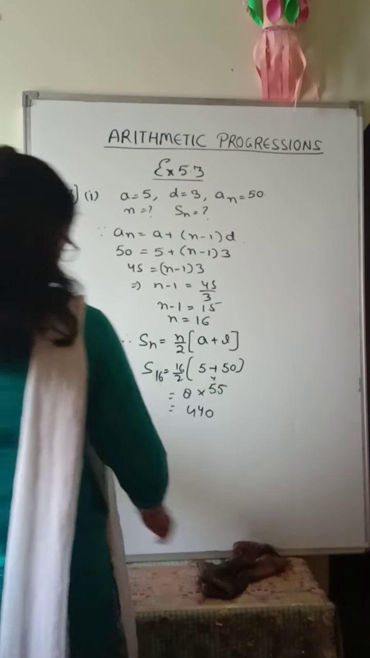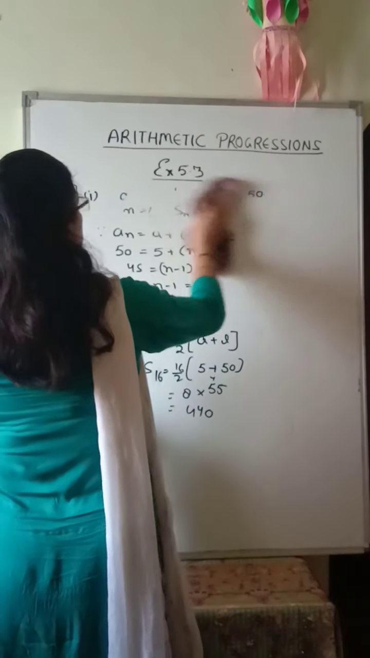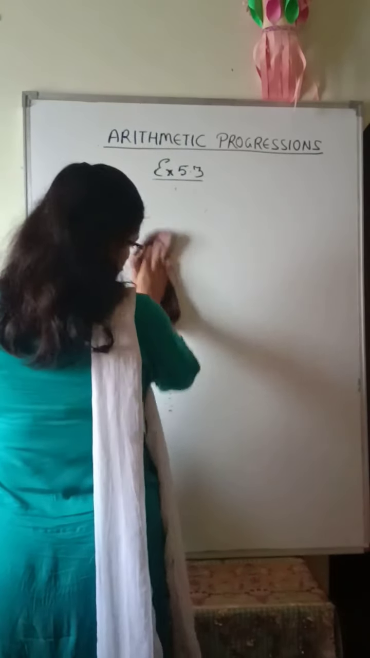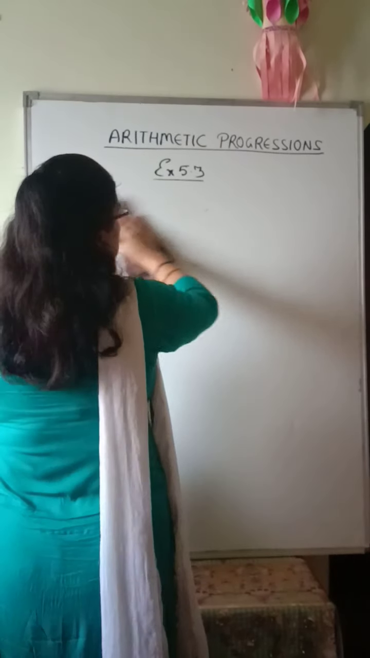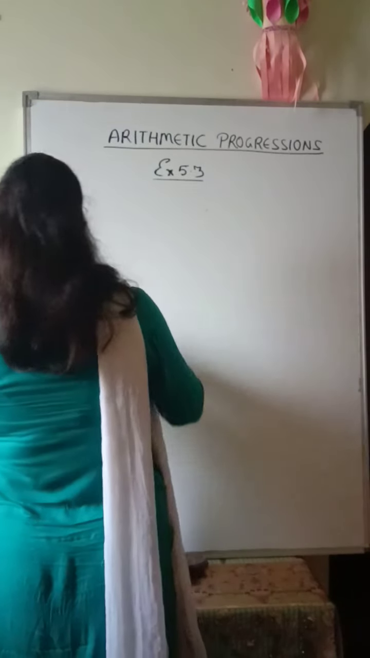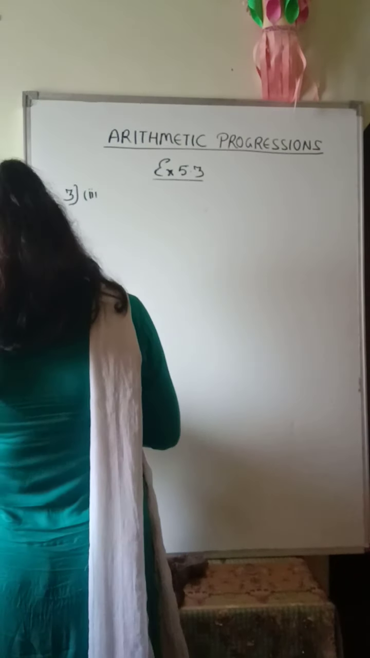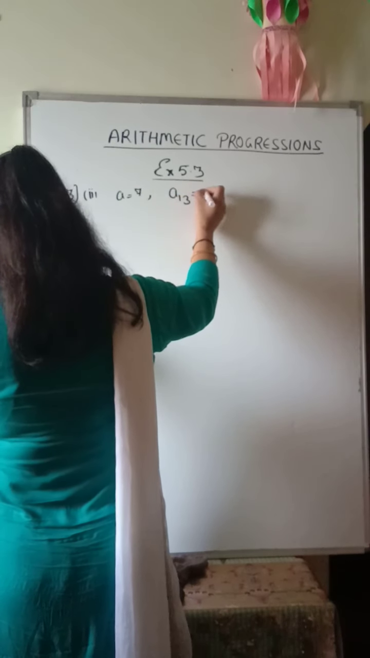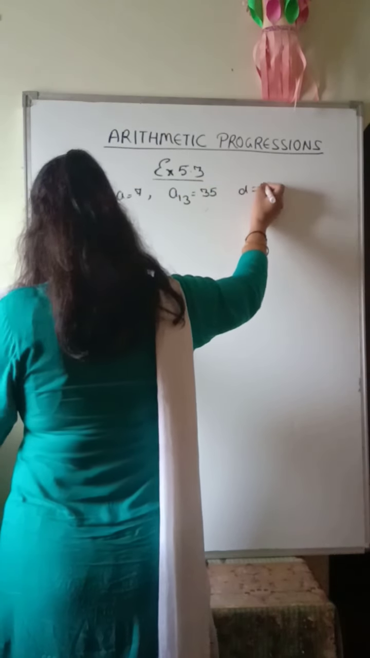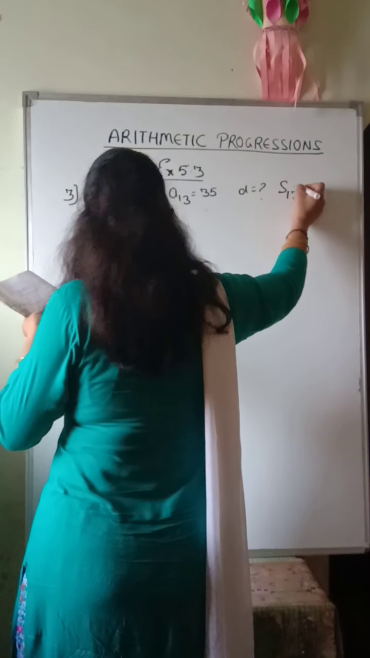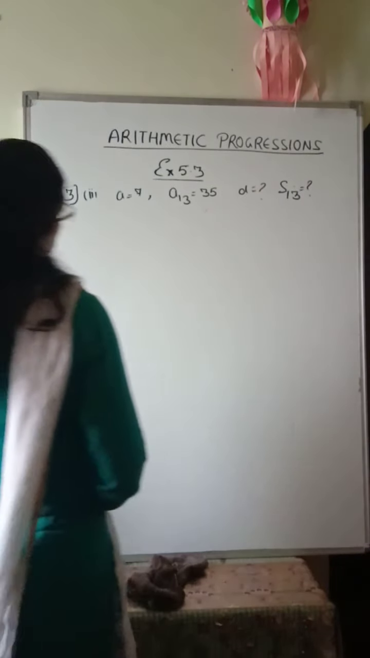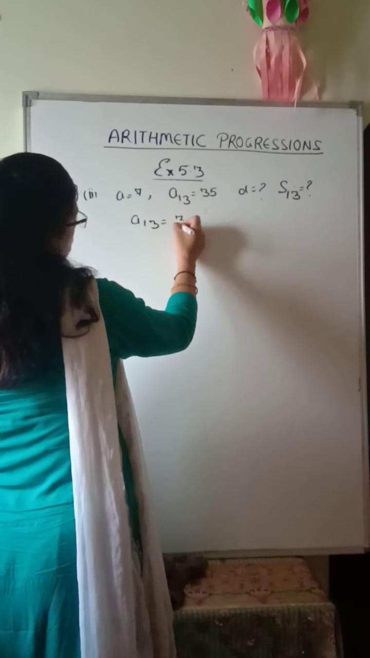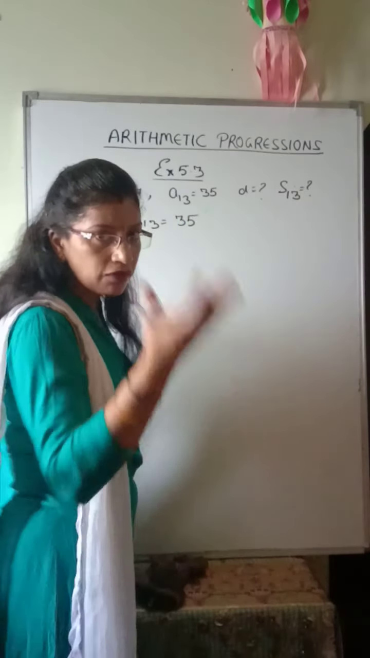Okay, so now let us quickly start our second part. These are 10 parts, but they are very easy. We only have to find what is asked, and all the values are given to us. What is the second part now? a equals 7, a13 equals 35. We have to find d and the sum of 13 terms. So what is given to us? a13 equals 35. Please use that only; we don't have to use anything else.